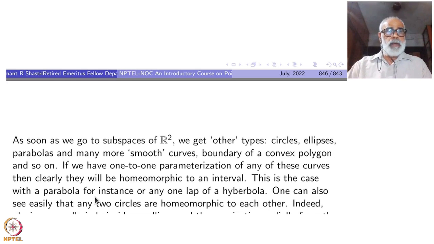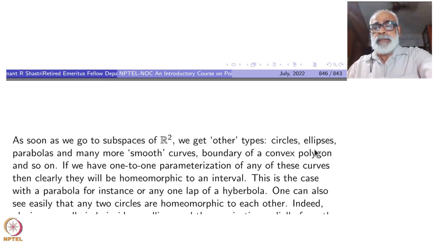This is the case with parabola. A parabola can be parameterized by R completely in a one-to-one fashion. What is that? Say y equal to x square. x comma x square, that is the graph of that function itself, will give you the parameterization, right? But if you look at hyperbola, hyperbola is not connected. So you have to take only one branch of hyperbola, then again you can parameterize it. So even if you go to R2, except the circles and ellipses, you don't get new things. Okay, circles, ellipses, boundary of a triangle and so on, what are they? They are themselves homeomorphic to each other.